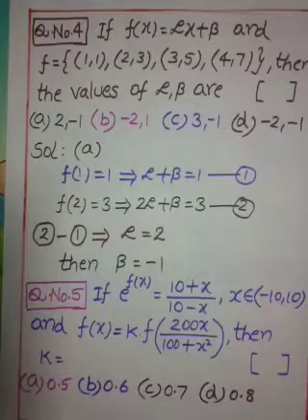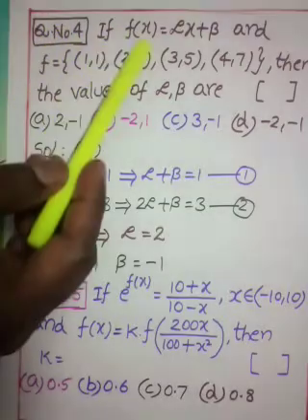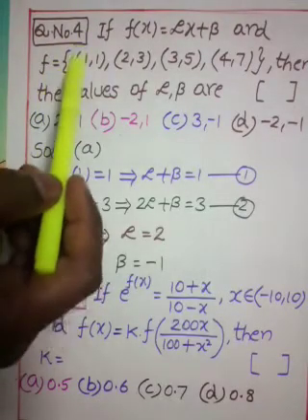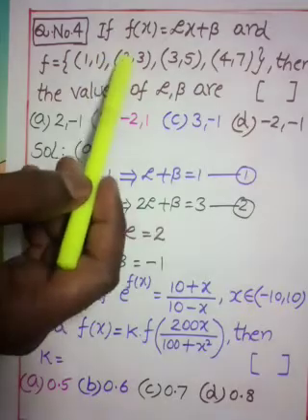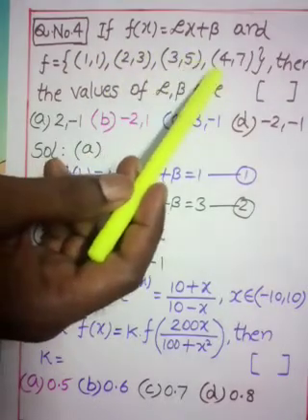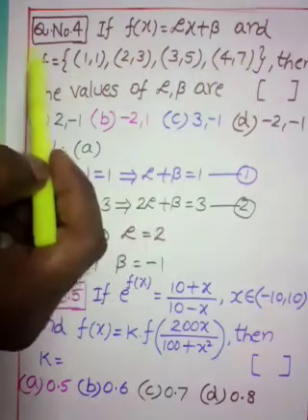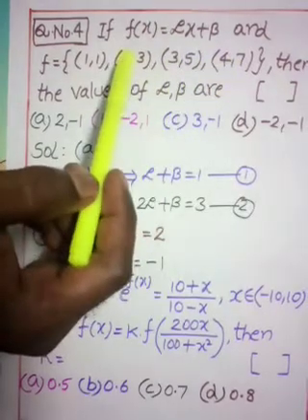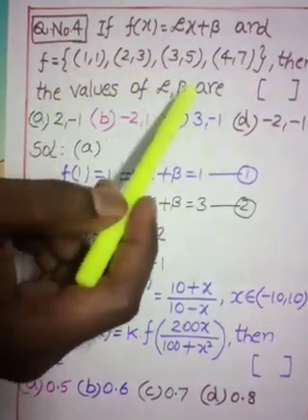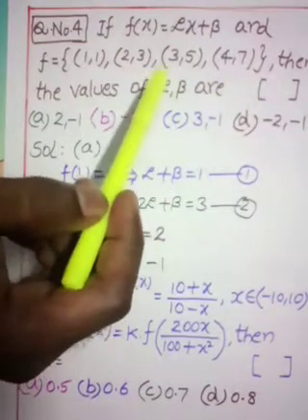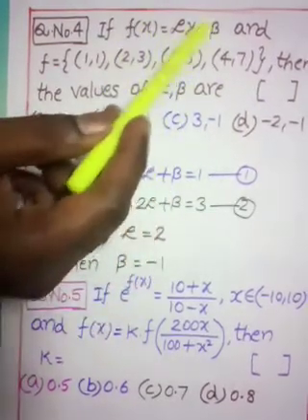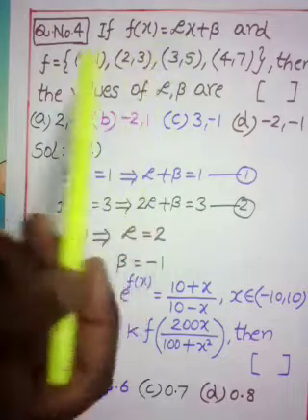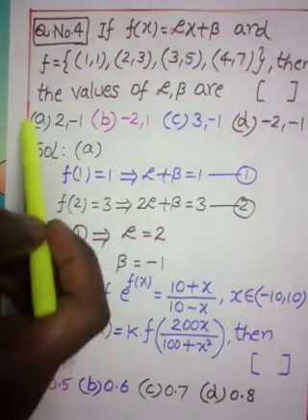Right. Now come to question number 4. If f of x is equal to alpha x plus beta and f is equal to the set of all ordered pairs, (1, 1), (2, 3), (3, 5), (4, 7). The function f is defined here in terms of ordered pairs. Then we have to find the values of alpha and beta. Understood, my dear children? Now see the options.